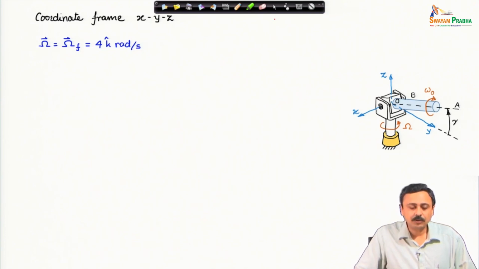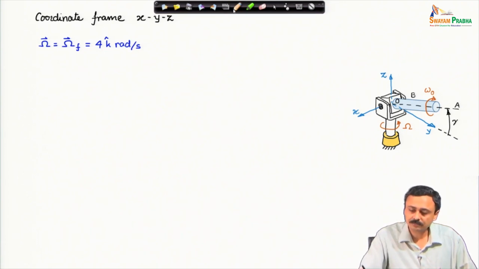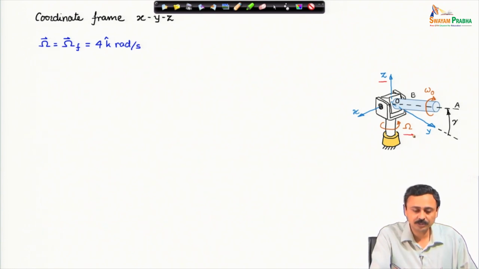Let us express these vectors in the frame we have chosen, the x, y, z frame. The frame angular velocity is straight away 4 k cap radian per second, because it is along the z direction; omega is about the z axis, therefore, it is 4 k cap radian per second.